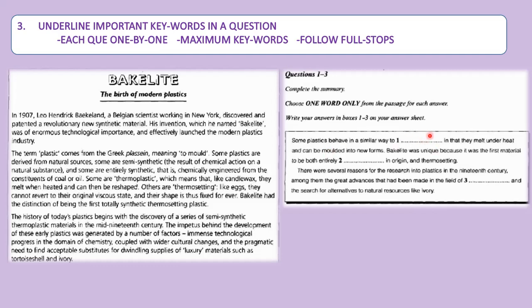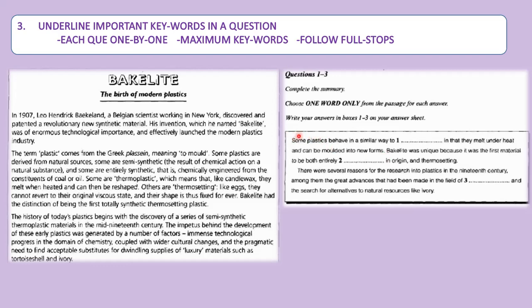We have question number one in front of me, and this third tip says underline important keywords in a question. What I have to do from the first question is underline important keywords. Okay, before we underline the keywords, we have to understand another tip. Another tip says maximum keywords. I have to underline maximum keywords in each question. For example, over here, I can see: some plastics behave in a similar way. Melt, heat, can be molded into new forms, full stop.